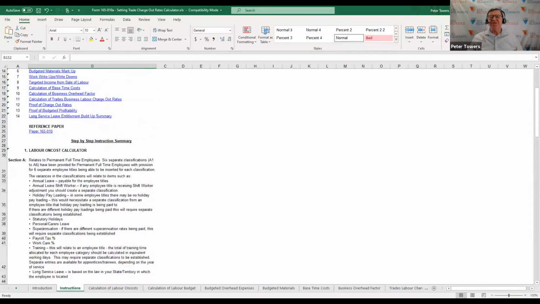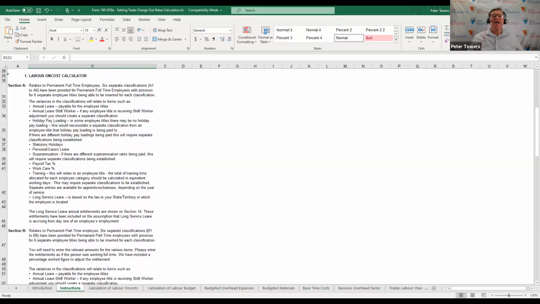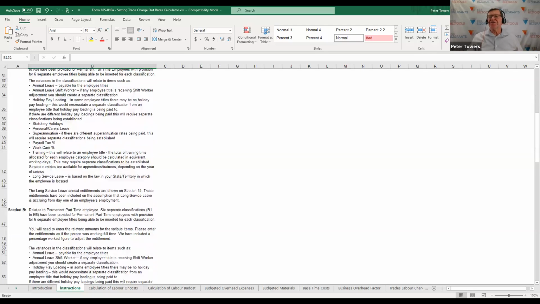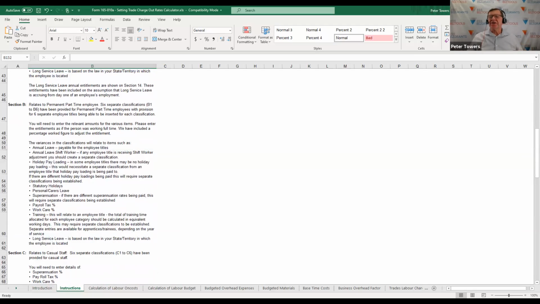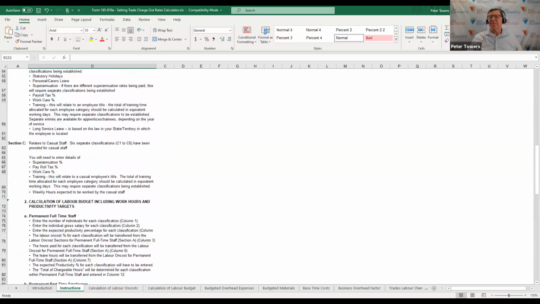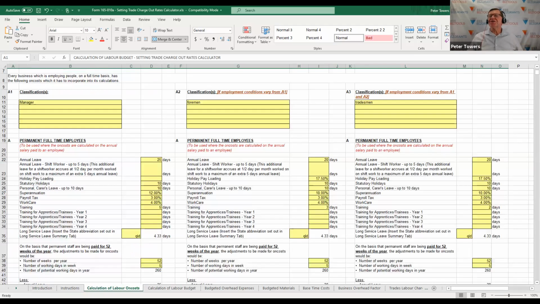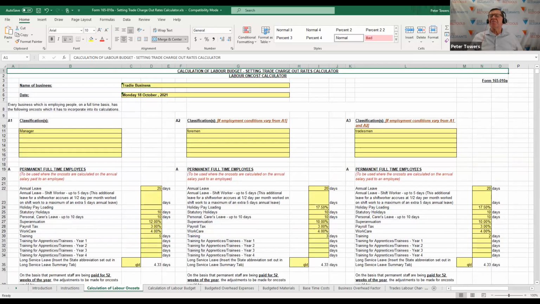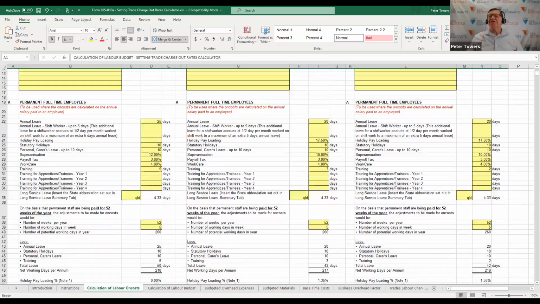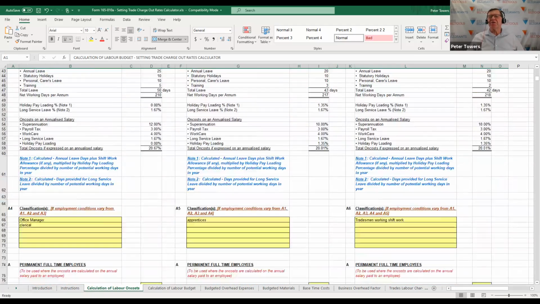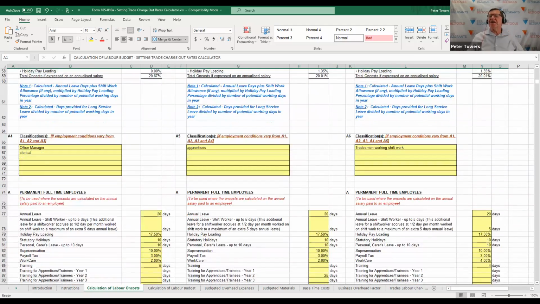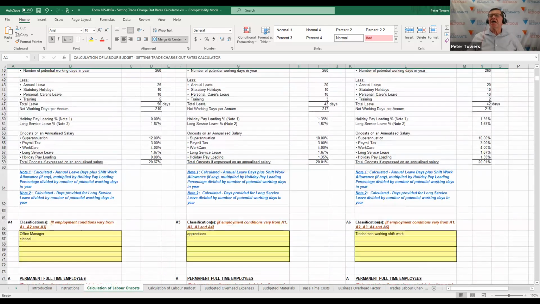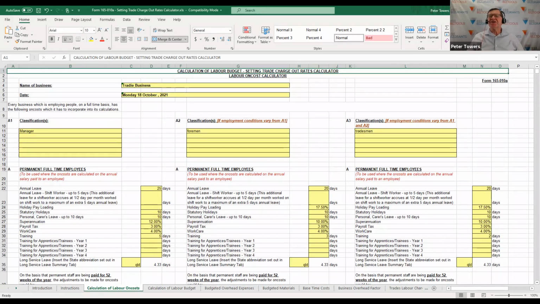So this is obviously the package that you're getting along with a paper and a few other items to assist you in understanding how this system works. We then have calculation of labor budget. So that's where we start, in the labor budget. And in our system, we have a number of categories. So within permanent full-time employees, we have 6 categories. Now, I put the information in yesterday.